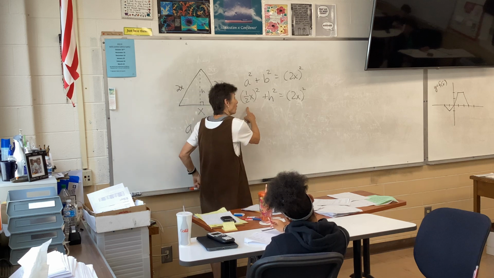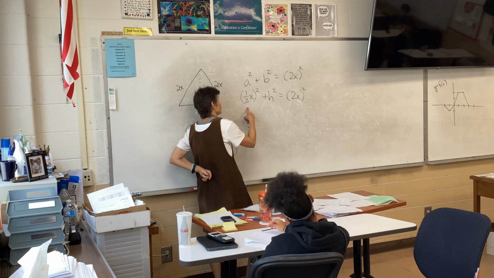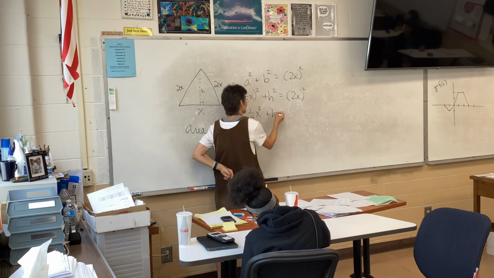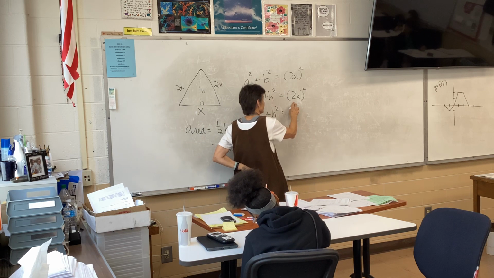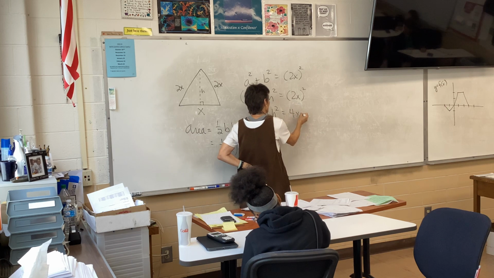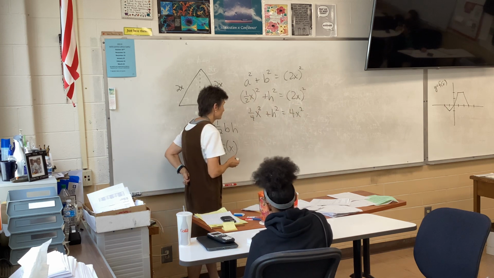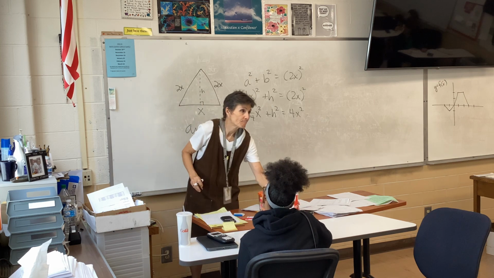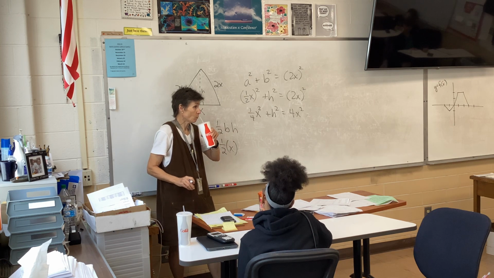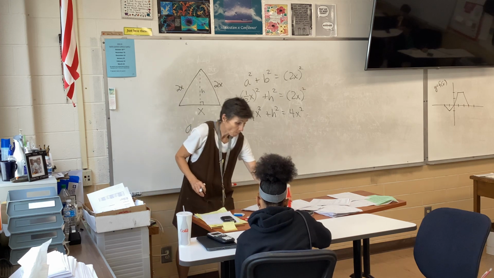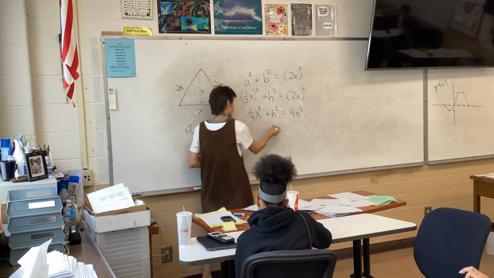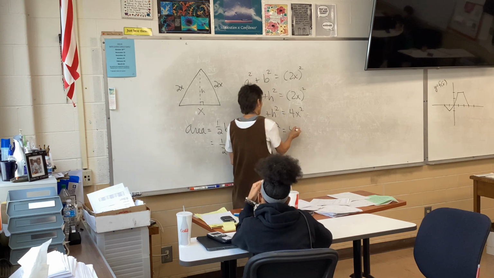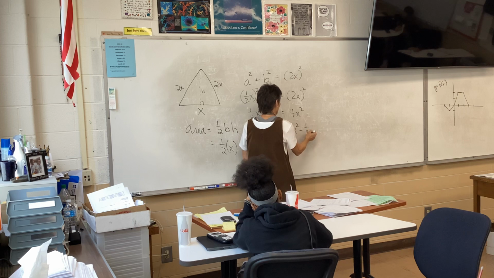So, what's 1/2 x squared? 1/4 x squared. Beautiful. 2x squared is 4x squared. Now what? Subtract the 1/4. So h squared is 4x squared minus 1/4 x squared.